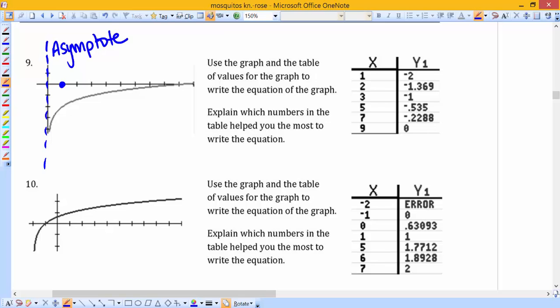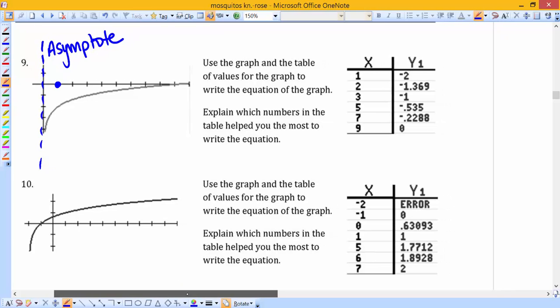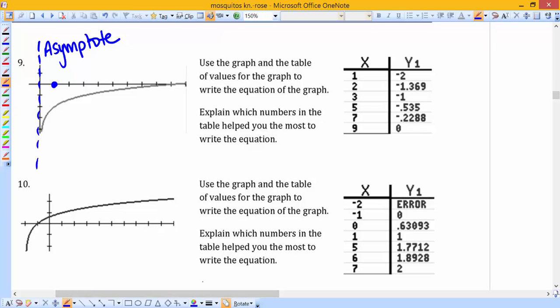So you always want to look and see where your asymptote has been moved to and how this point has been moved. So if I am looking at 9, I will get you started on 9. So make sure you're taking good notes. This point has now moved down here. It is now the point (1, -2).